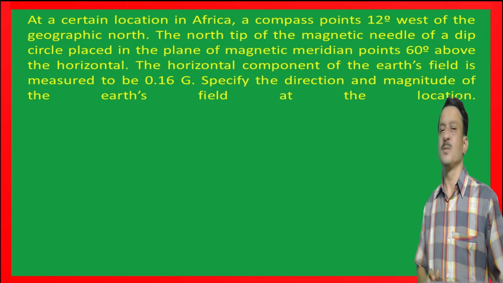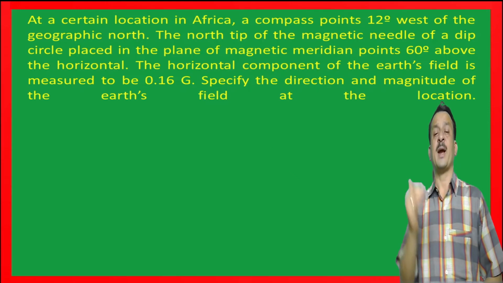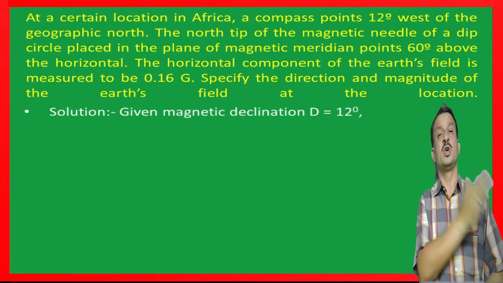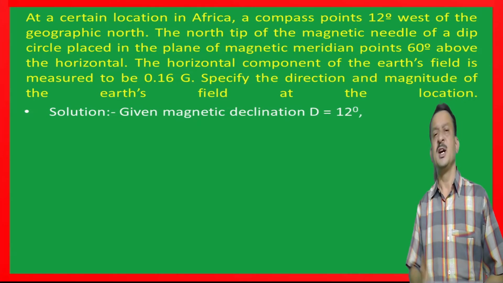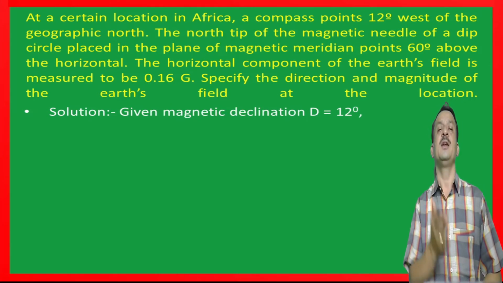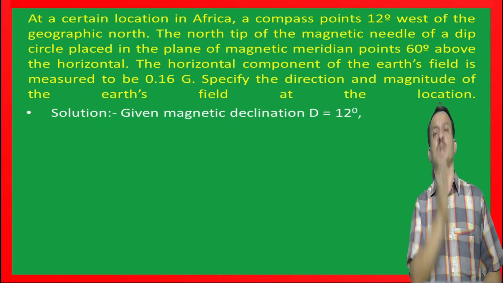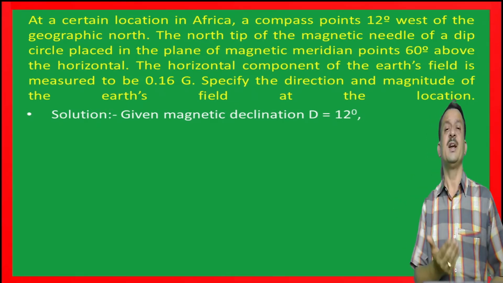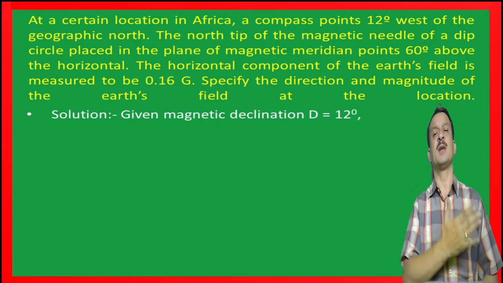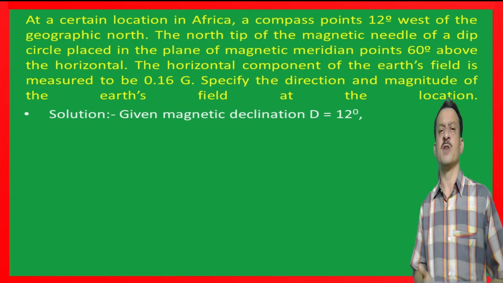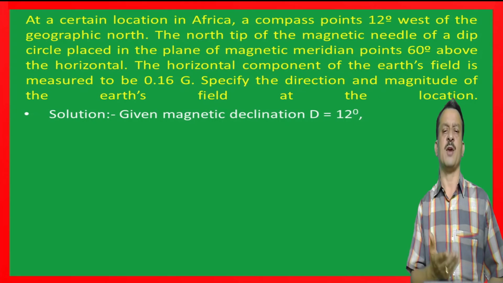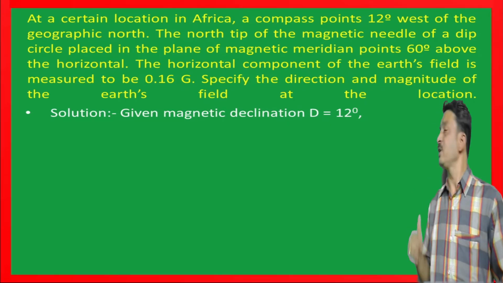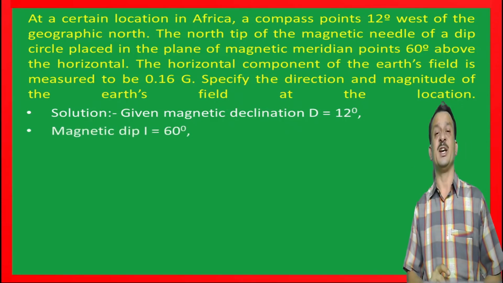Okay, so very simple problem. Now the magnetic declination is given at that place. Declination is 12 degree. What is the declination? It is the angle between the true north and north shown by the magnetic needle, or the angle between the magnetic meridian and the geographic meridian, that is 12 degrees they have given. And magnetic dip is also given at that place, it is 60 degree.